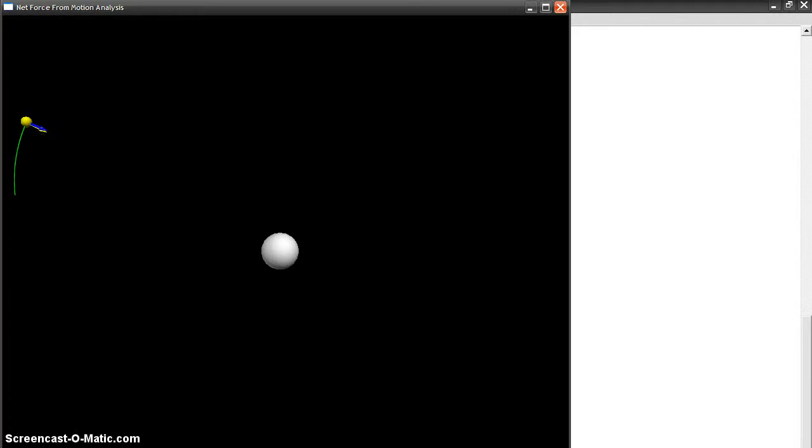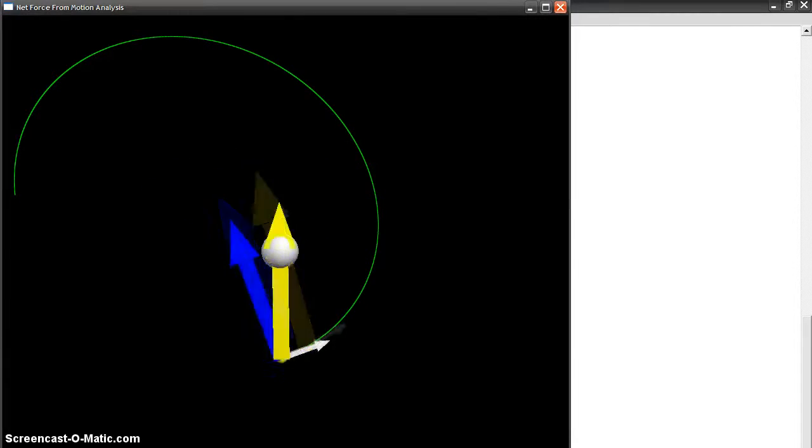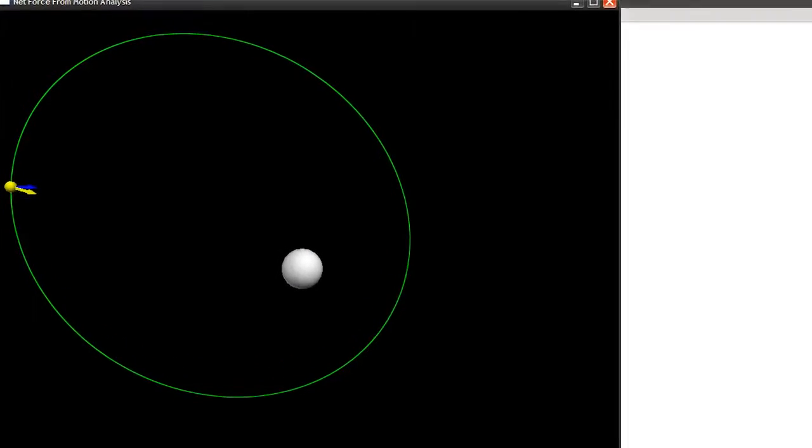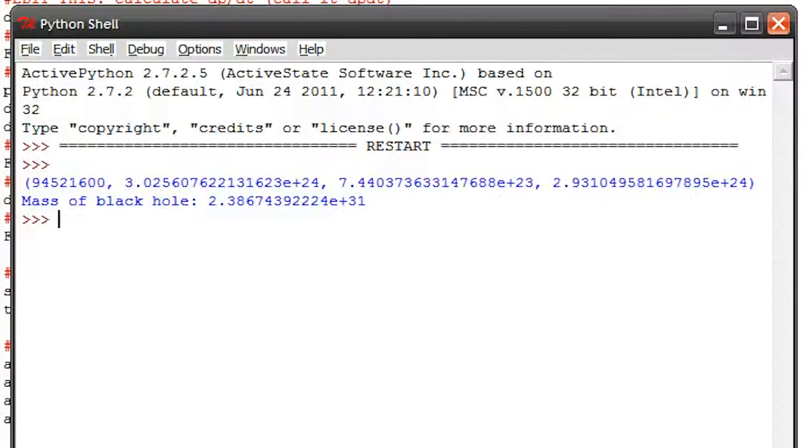Here, you can see a model of the star's motion, with the yellow sphere being the star, and the yellow, blue, and white arrows being F net perpendicular, and F net parallel respectively, and the white sphere being the black hole. Here you can see that our computational model calculated the black hole's mass to be 2.387 times 10 to the 31st kilograms when rounded to 4 significant digits.